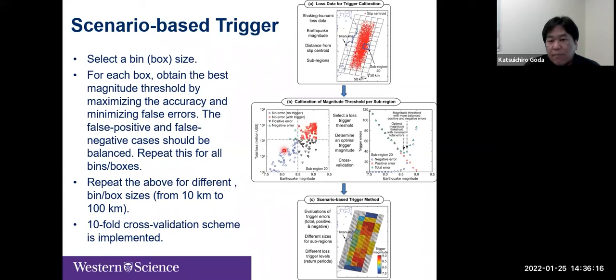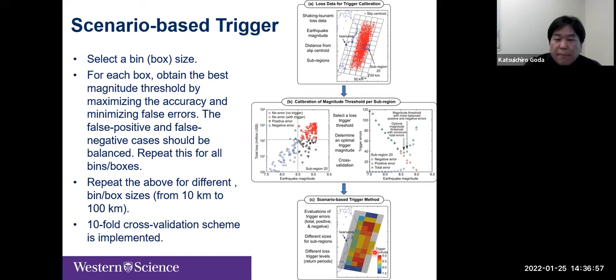And in setting this threshold, we might want to pay attention to the distribution of the positive error and the negative error. So we can optimize this threshold by minimizing the total error, but also making a more balanced distribution for the positive and the negative errors. And then once we repeat this for each box, we might be able to plot the trigger magnitude as a kind of column.